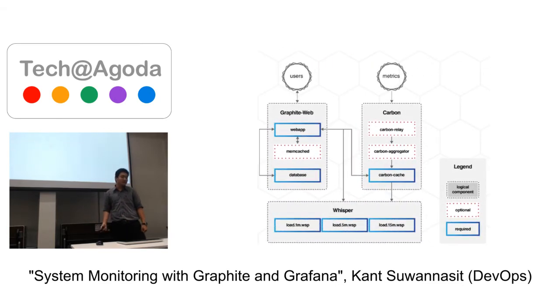So this is the picture. When the collector sends the metric into Carbon, Carbon will generate it and keep it in the Whisper file. When the user wants to use the graph, they go to the website, and the website will collect the data from the Whisper and then render it to the user.